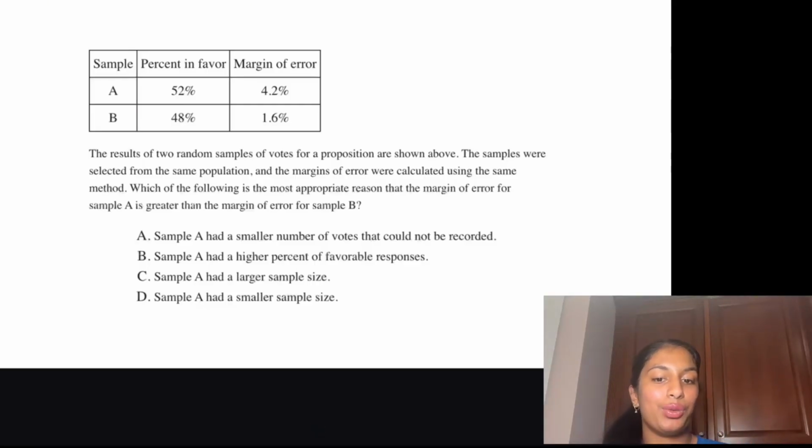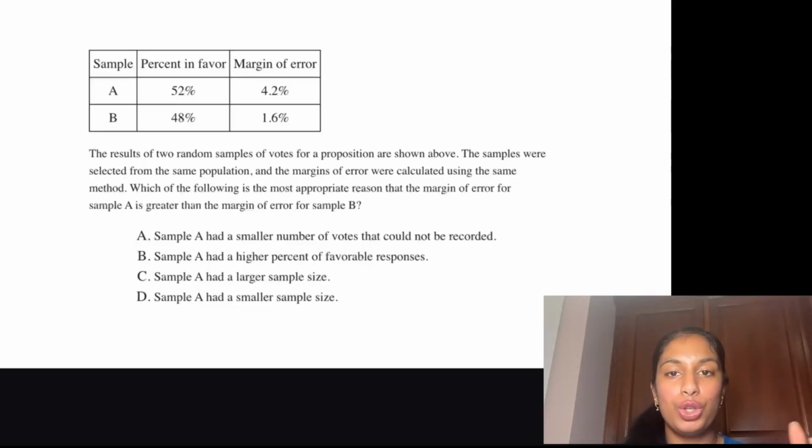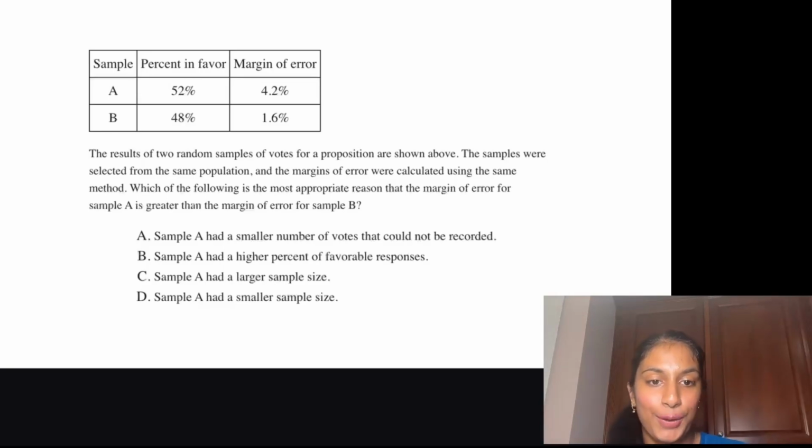What I really like about this question is I've seen it pop up a couple times on practice tests. And so once you understand the concept, you can apply it to different places. So, the results of two random samples of votes for a proposition are shown above. The samples were selected from the same population and the margins of error were calculated using the same method. Which of the following is the most appropriate reason that the margin of error for sample A is greater than the margin of error for sample B?